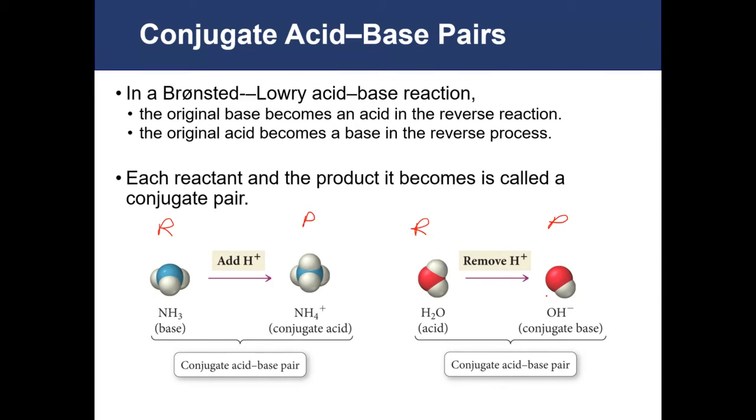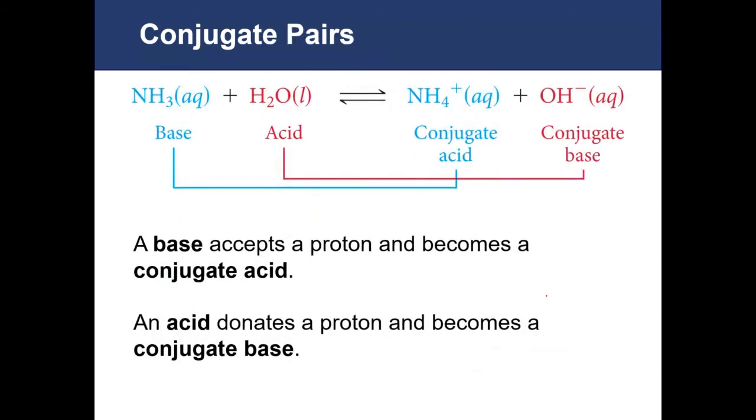Each one of them will have a pair. The acid is paired with the conjugate base. The base is paired with the conjugate acid. In an overall reaction, what this would look like is we have our ammonia ion.